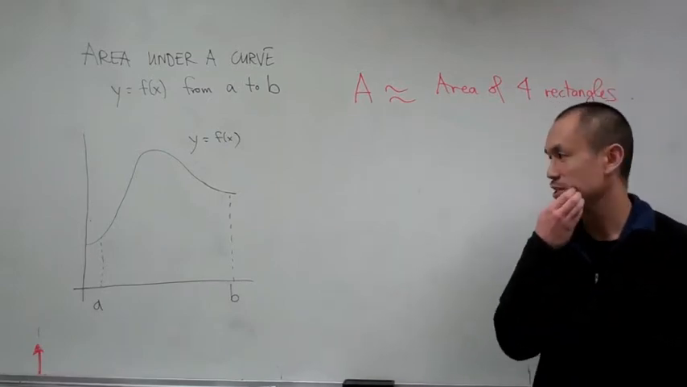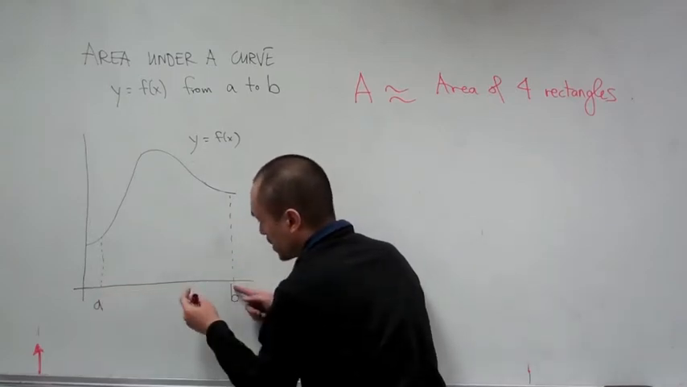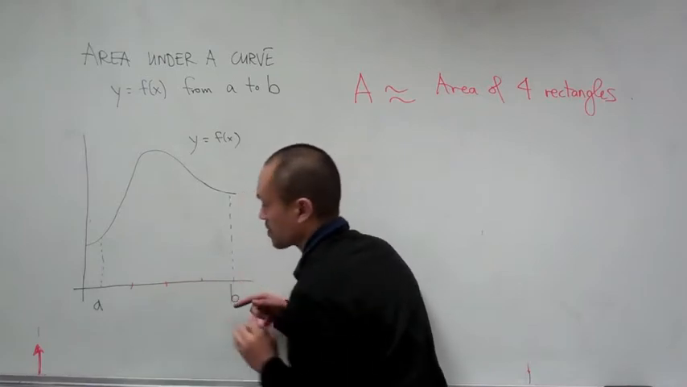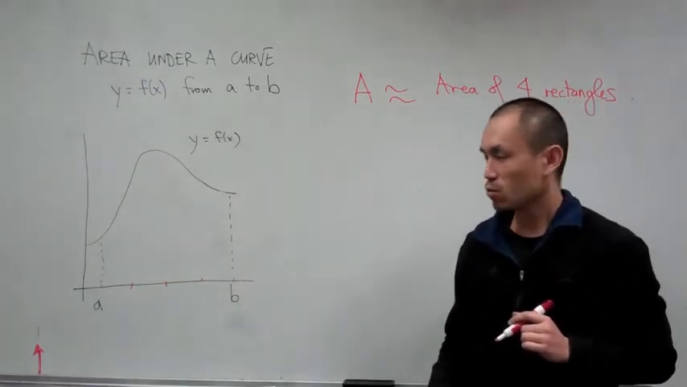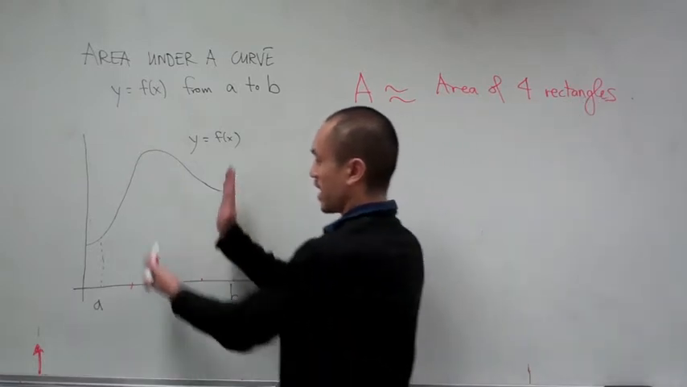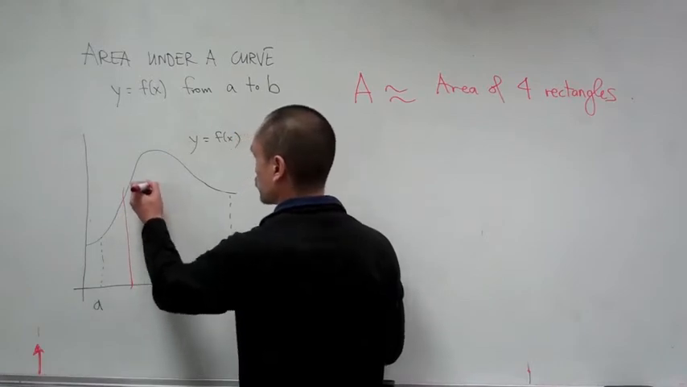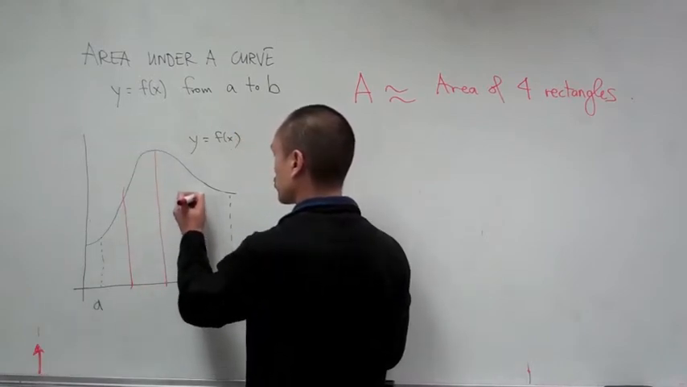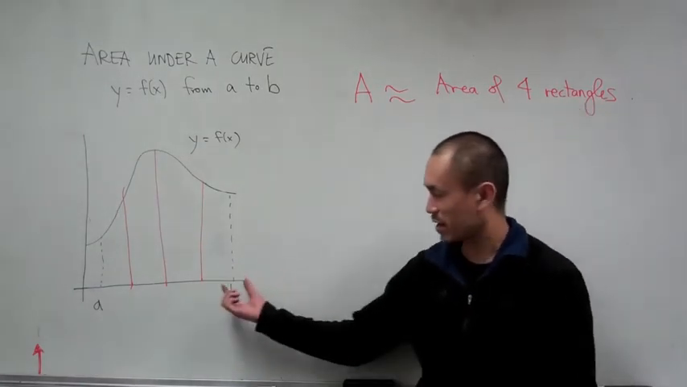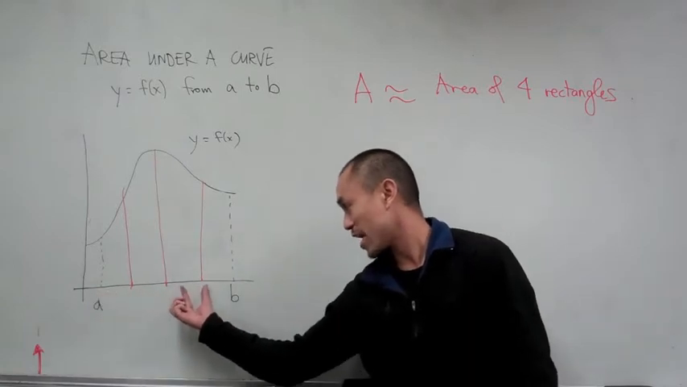So what's the first thing I'm going to do? I'm going to take this interval from A to B. I'm going to chop it up into four equal pieces, like that. Once I have these four equal pieces, I'm going to draw the sides of the rectangles coming up, like this, like this. Now I hope it's clear that we have a width over here. Notice that each of these widths are the same.